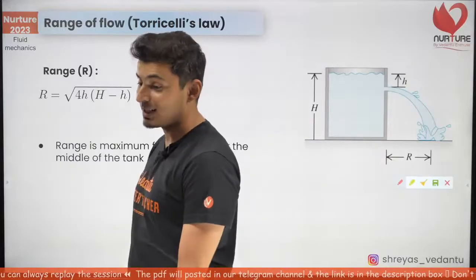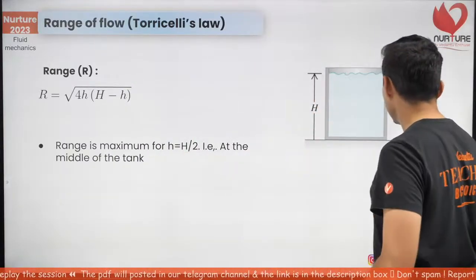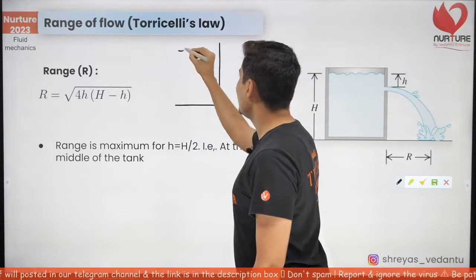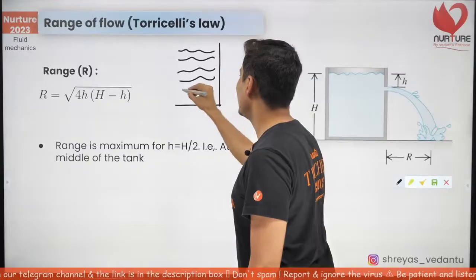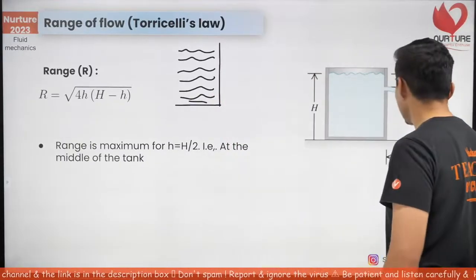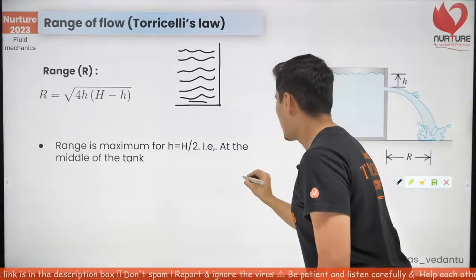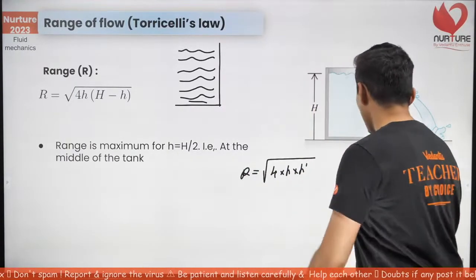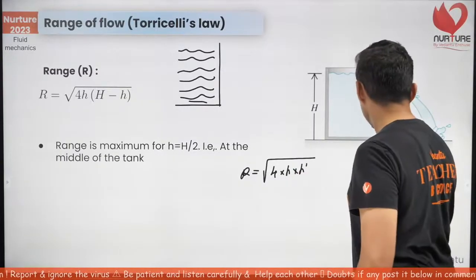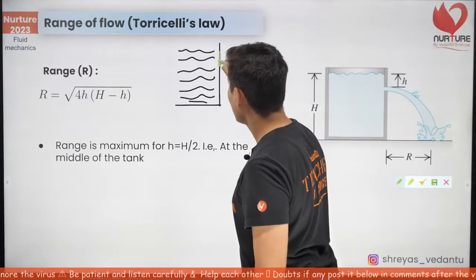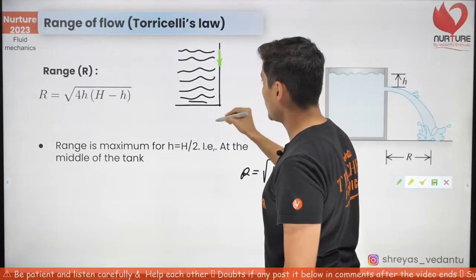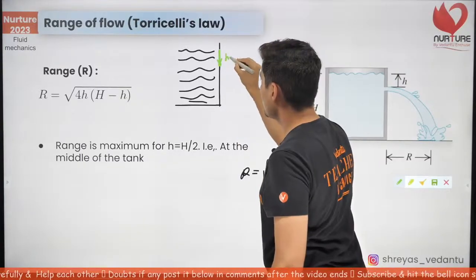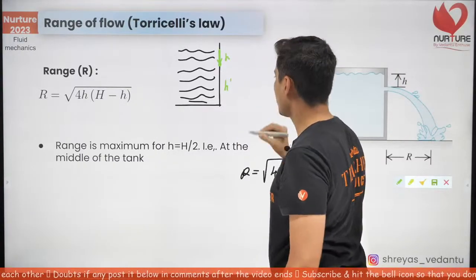Now, this is another important result. The range is maximum for H by 2. Why does it come and from where does it come? We all know that for complementary heights, the range should be the same. Why is it true? Because the range was just root of 4 H H prime. So imagine I drill a hole here from the top. Now this will be H, this will be H prime.